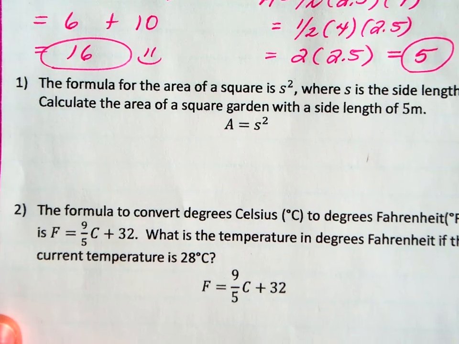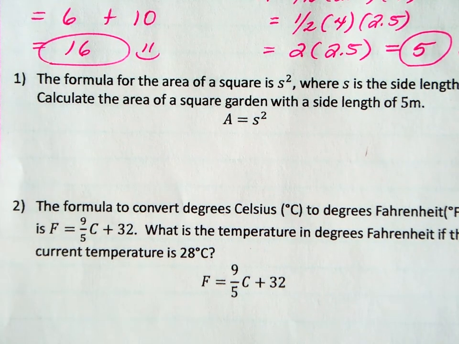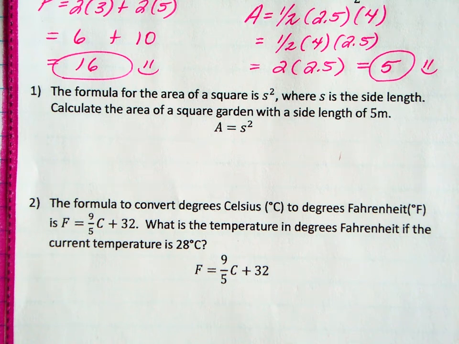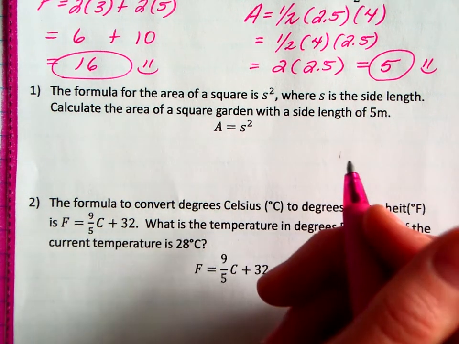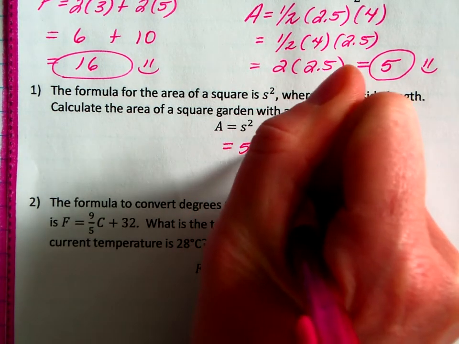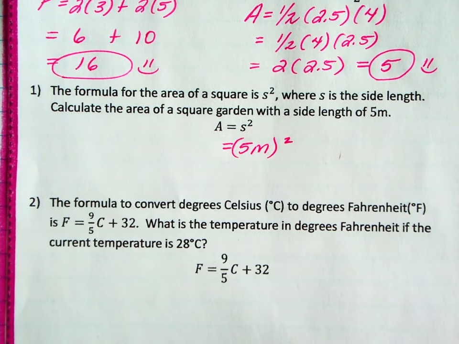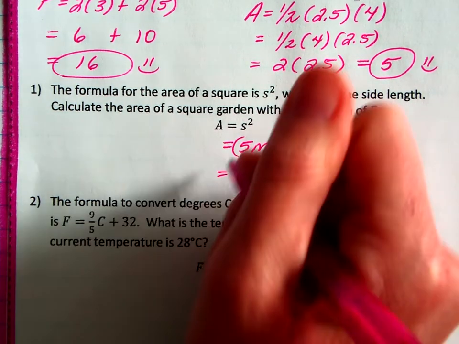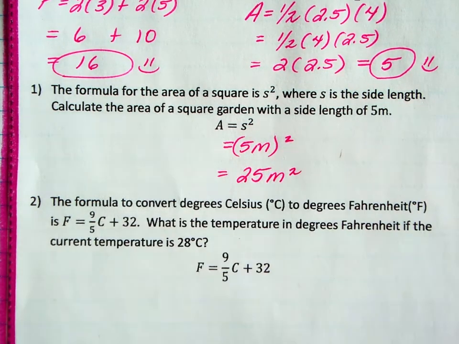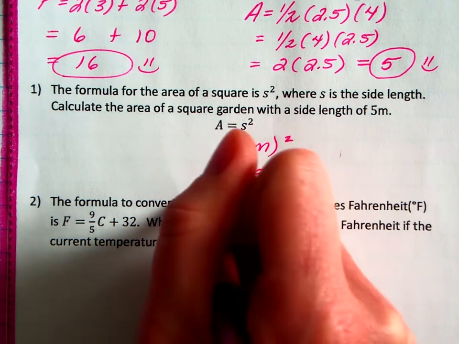Number 1. The formula for the area of a square is s squared, where s is a side length. Calculate the area of a square garden with a side length of 5 meters. This is another evaluation where we simply substitute the value of s where it's needed. Area equals side squared. They told us the side is worth 5 meters, so it's going to be 5 meters squared. 5 meters squared is 5 times 5, 25. Meters squared remains as meters squared. It's indicated as such.